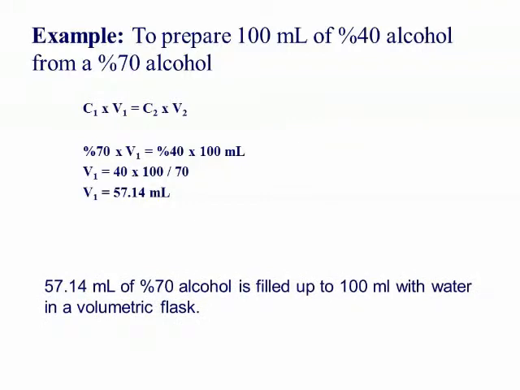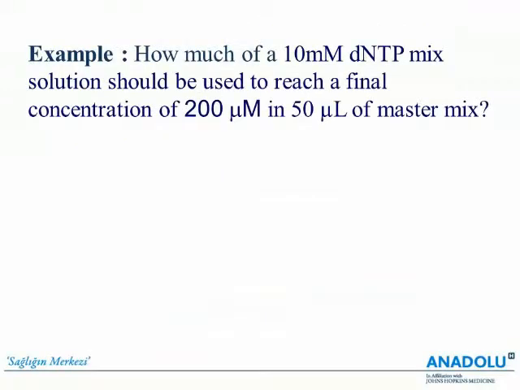How do we do that? We take 57.14 milliliters of 70% alcohol, and we just fill it up to 100 milliliters with distilled water in a volumetric flask. Again, let's try a more specific example for the molecular lab. How much of a 10 millimolar dNTP mix solution should we use to reach a final concentration of 200 micromolar in 550 microliters of the master mix?